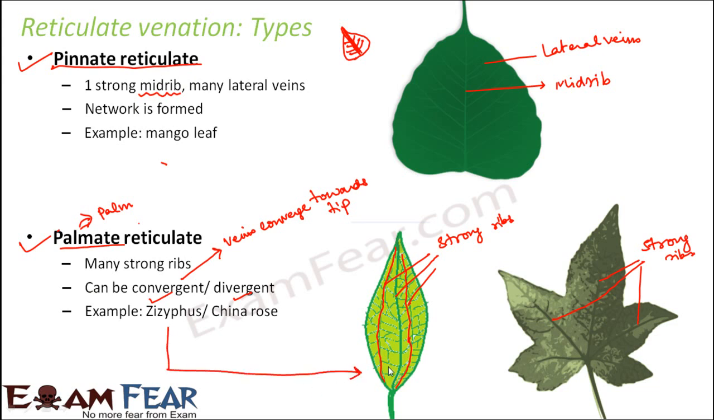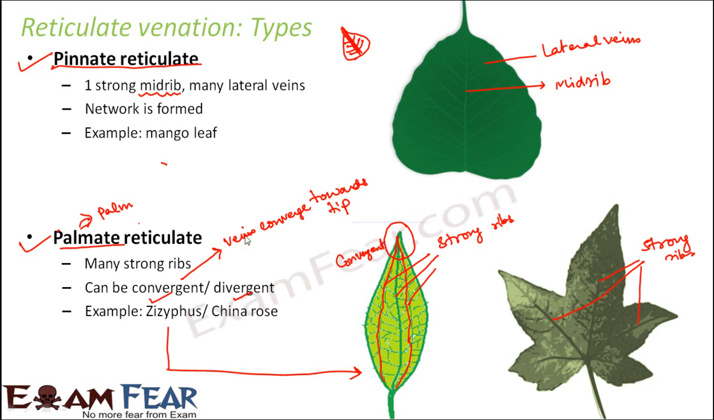Here if you see, this is a strong rib, this is again a strong rib, this is again a strong rib. Now if you look at the tip, all these three are almost meeting each other. So all the main veins or all the strong ribs are converging towards the tip. So this is an example of convergent palmate reticulate leaf or convergent palmate reticulate venation.